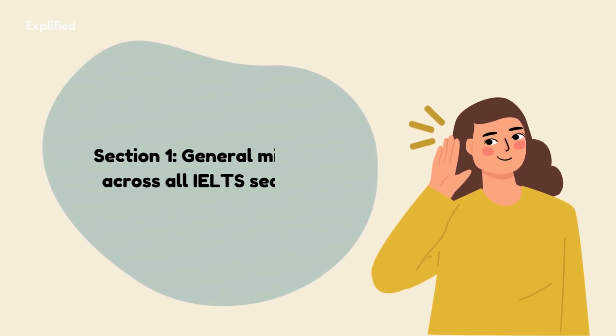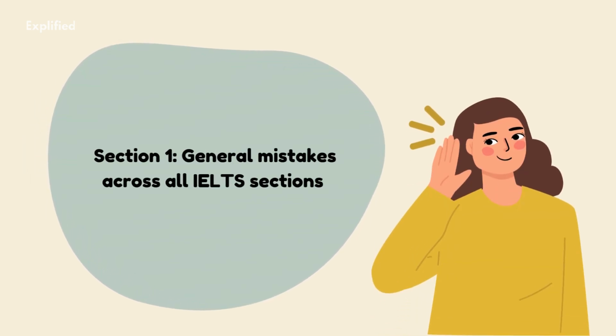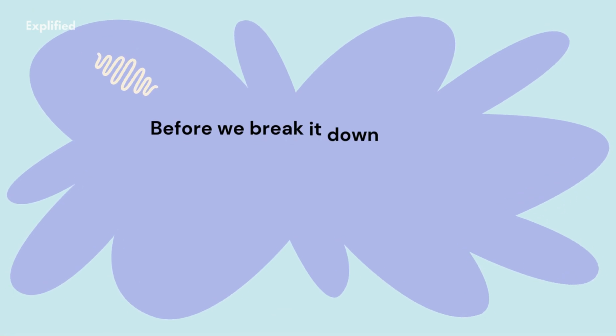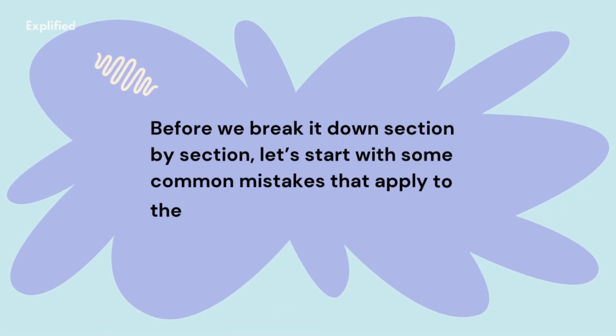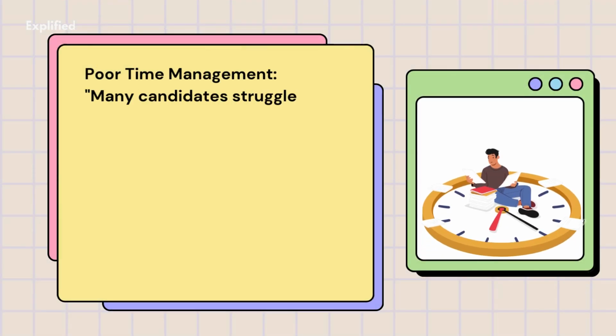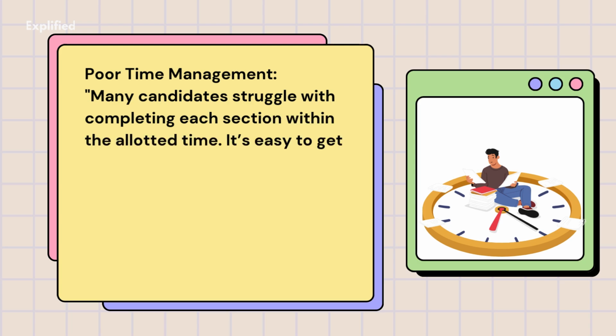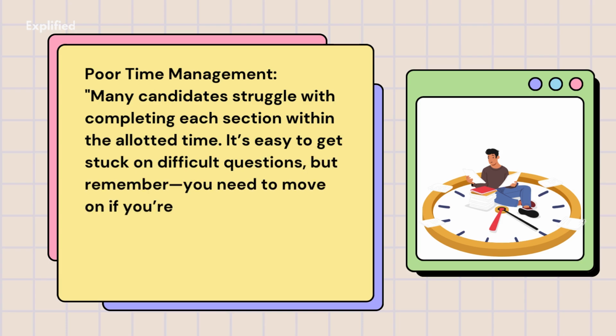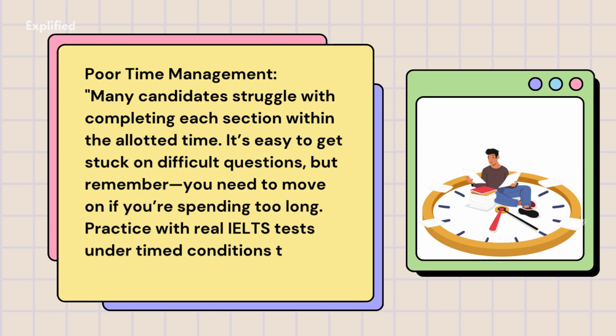Section 1. General mistakes across all IELTS sections. Before we break it down section by section, let's start with some common mistakes that apply to the entire exam. Poor time management. Many candidates struggle with completing each section within the allotted time. It's easy to get stuck on difficult questions, but remember, you need to move on if you're spending too long. Practice with real IELTS tests under timed conditions to train yourself to answer efficiently.